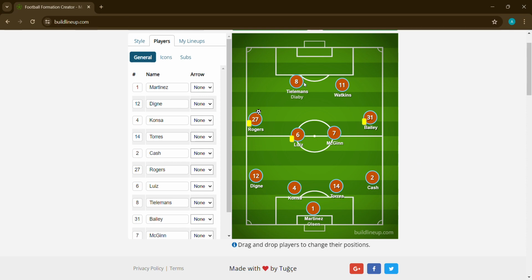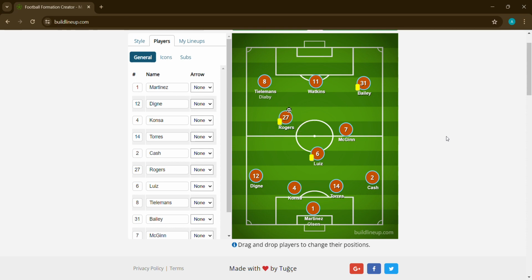You could even play a 4-3-3 with this. All you have to do is place Diaby a little bit to the left, Watkins up top, Bailey to the right, and then if you want a defensive structure while having a 4-3-3, you could place Luis as a defensive midfield and have Mikin and Rogers as center mids. That's what's great about having a winger that can play center mid. You could switch your lineup into any formation you want, and you'd always have a midfielder here.